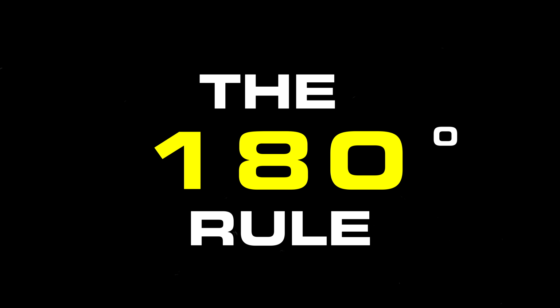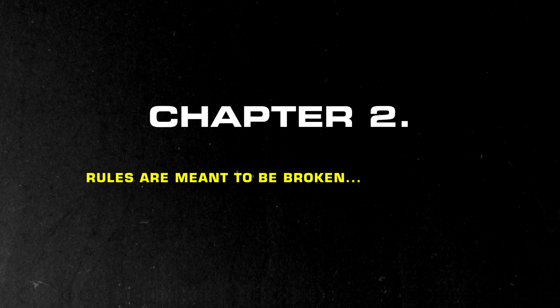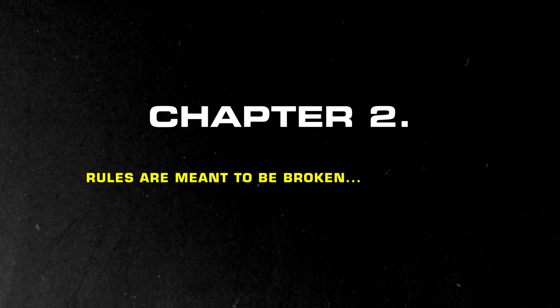So, as you can see, coverage consists of the variety of shots, the angle of the camera that is placed in, and the movement. But they all must obey the 180-degree rule. Rules are meant to be broken sometimes. The 180-degree rule or line of action.